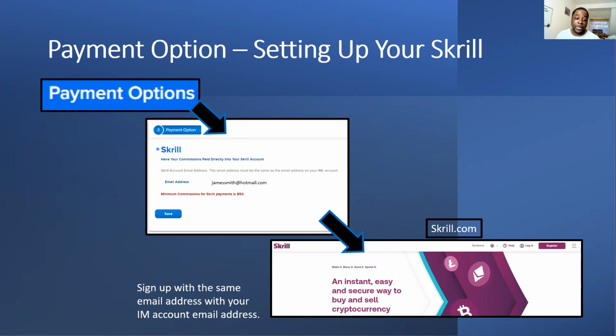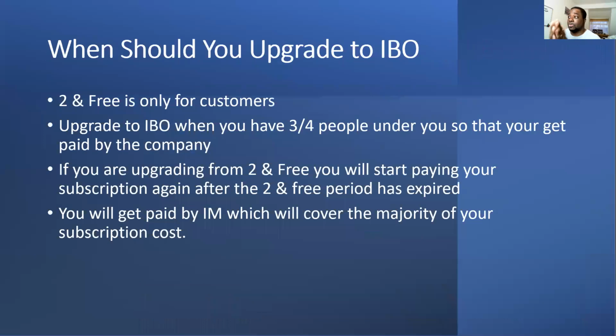Okay. Now I mentioned earlier when you should upgrade to IBO. 2 and 3 is only for customers, like I explained earlier. Upgrade to IBO when you have 3 or 4 customers under you. The power of 3. So when I talk about 3 legs, and I mentioned that before. If I get someone, I've got 3 legs already. But when I get someone, I've got to place them under someone. There's no right way around it. You have to place someone. We always say this thing where we say to help others achieve their dreams so you can achieve yours. So that's the power of 3.